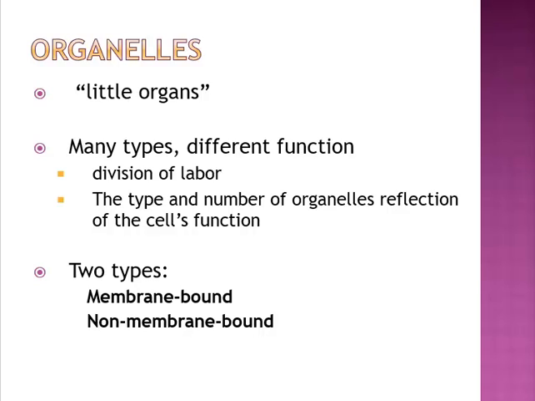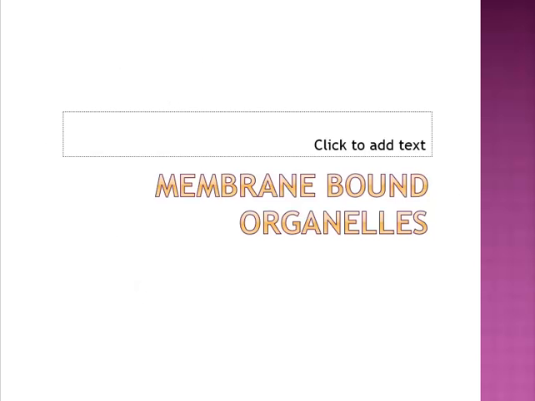Now moving on, organelles themselves are your little organs, and there are many types and many different functions to the organelle. The type and number of the organelles is a reflection of the cell's function. So depending upon where you are looking in the body, you might see more mitochondria, you might see more smooth endoplasmic reticulum. Organelles can be divided into two subcategories. We have our membrane-bound organelles and our non-membrane-bound organelles. We are first going to start with our membrane-bound organelles.